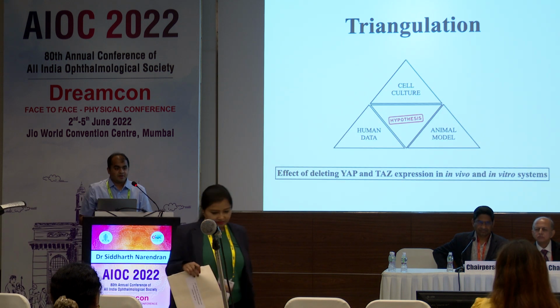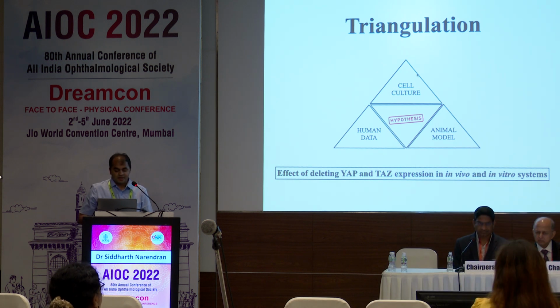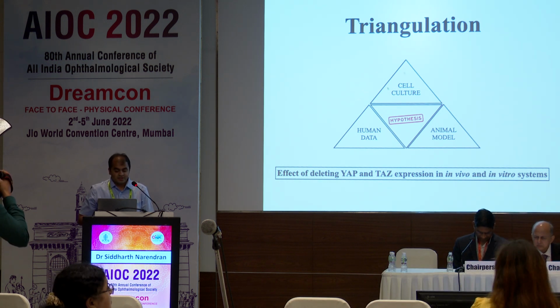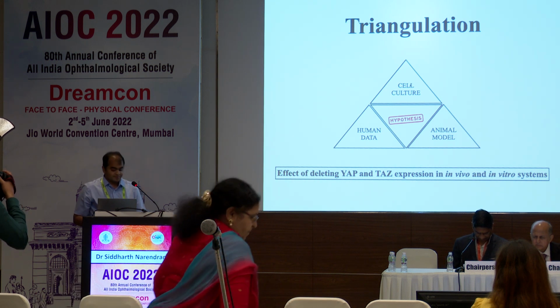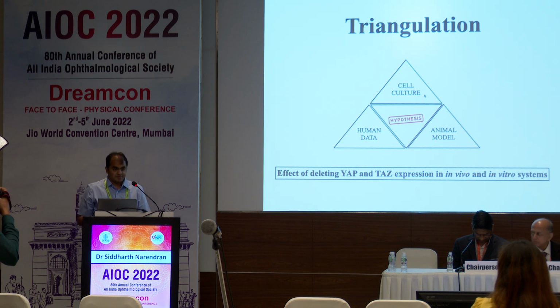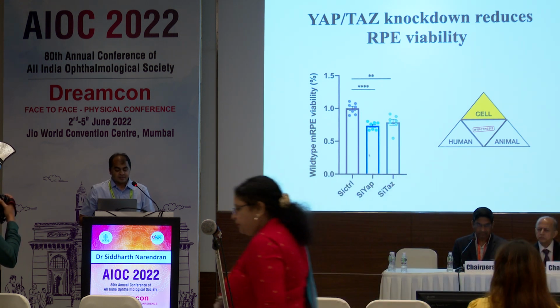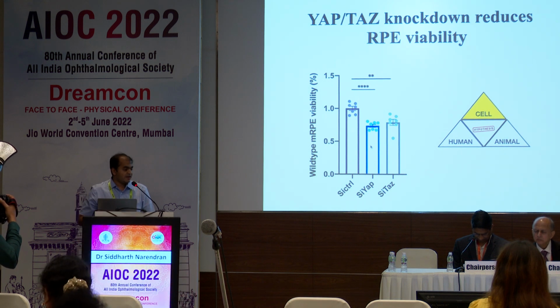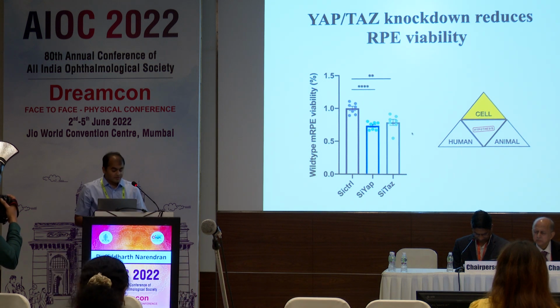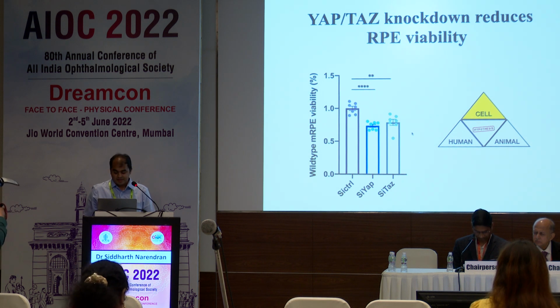One robust way to answer such complex biological questions is to provide interlocking evidence with in vitro cell culture, animal and human data. So we studied the effect of deleting these two mechanotransducers, YAP and TAZ, in both in vivo and in vitro systems. First, in cell culture systems, when we knocked down using siRNAs, we learned that the deletion of YAP and TAZ reduced RPE viability. So we learned that both these proteins are required for survival of the RPE.